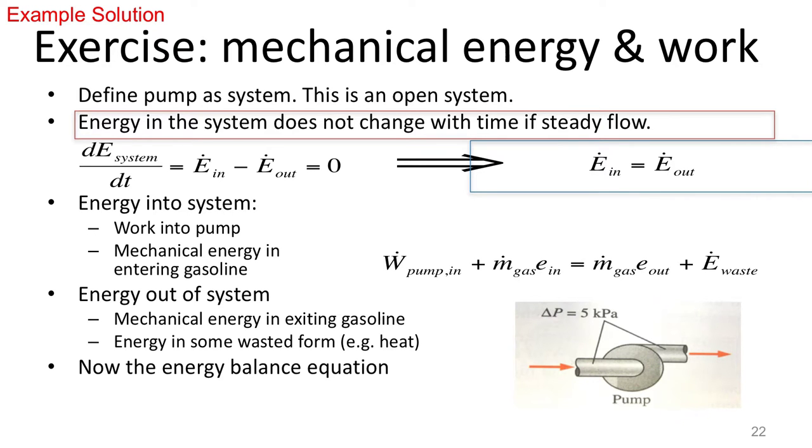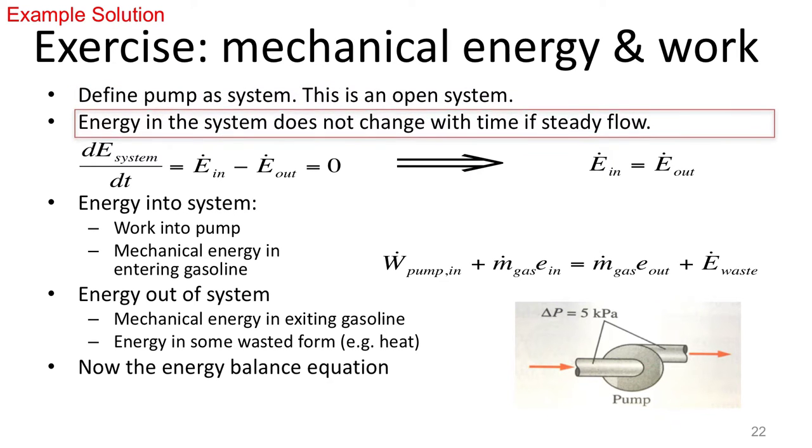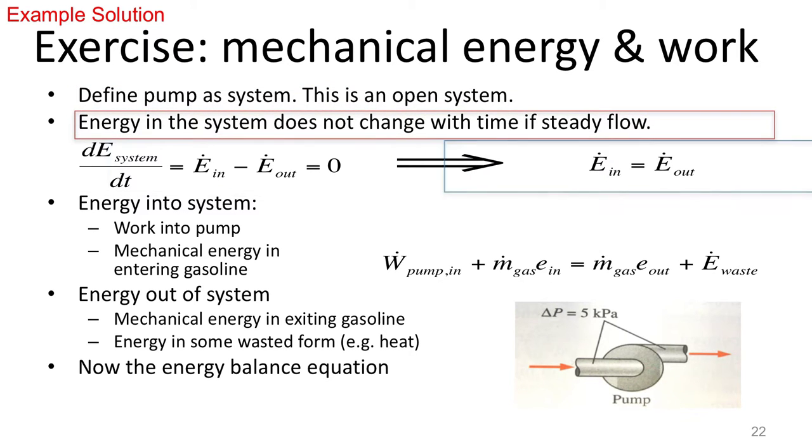So we can use this equation. This equation, dE system over dt, should be 0 because there's no change in the energy in the control volume if it's steady state. Therefore, the rate of energy input into the control volume must be equal to the rate of energy output from the system.